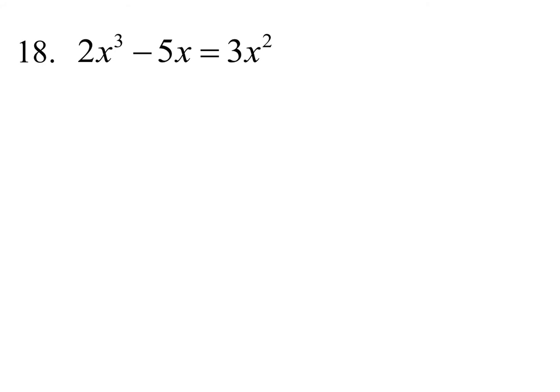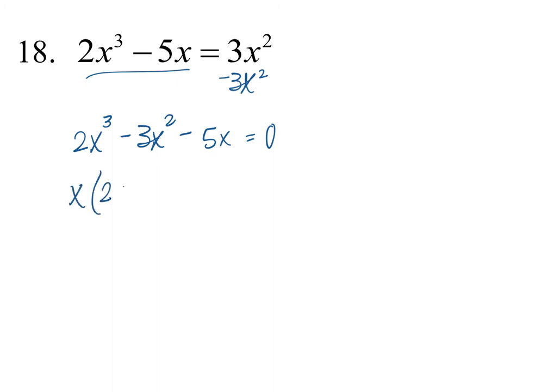On number 18, it's not set equal to 0, but I can go ahead and move the 3x squared this time because that left side is simplified. So I would get something to the tune of 2x cubed minus 3x squared minus 5x. Notice how I'm putting those in descending order. They need to be in descending order. Now I'm going to look to see if there is a GCF. There's a GCF of x, so that you would be left with 2x squared minus 3x minus 5.